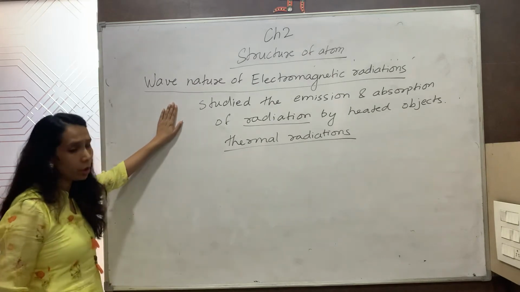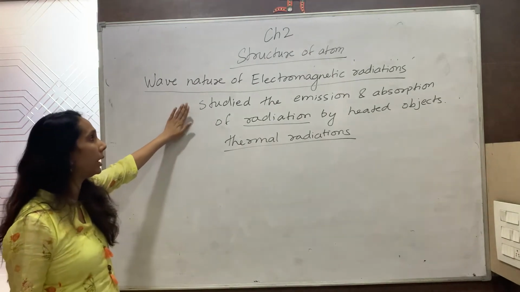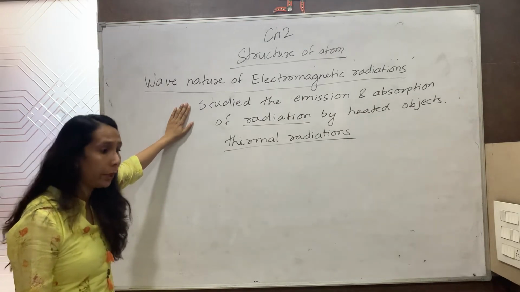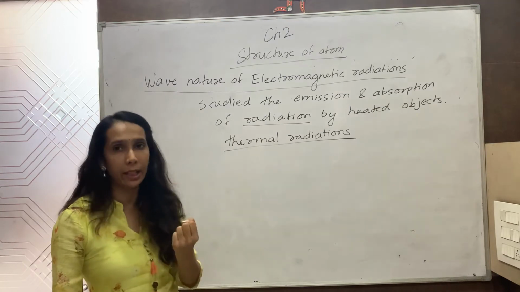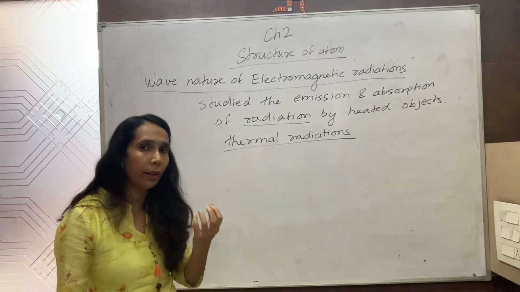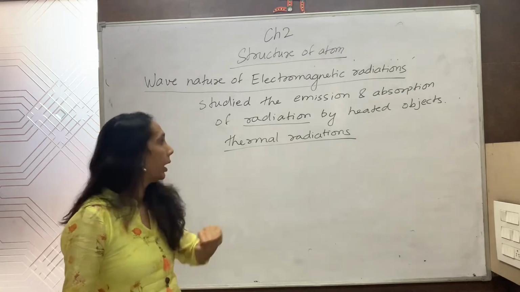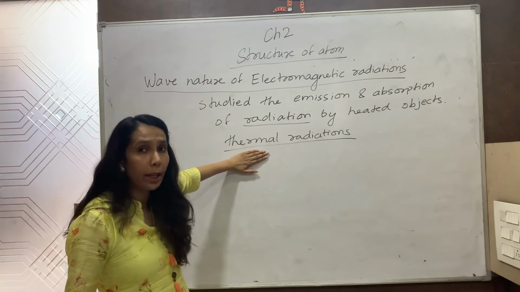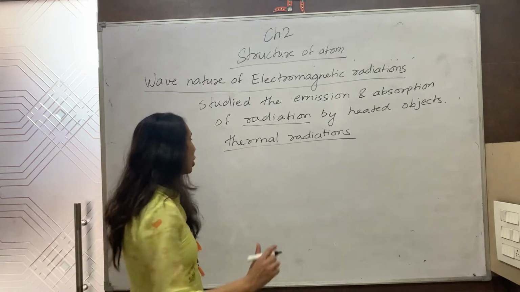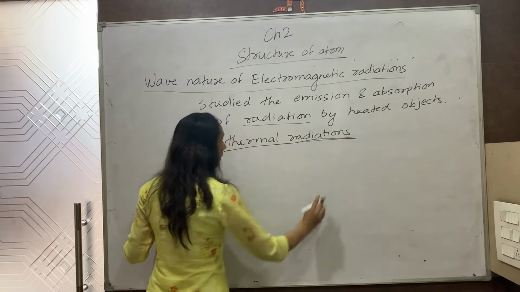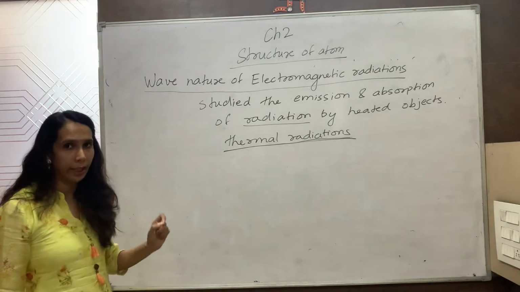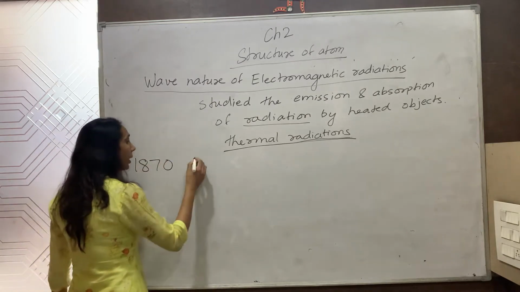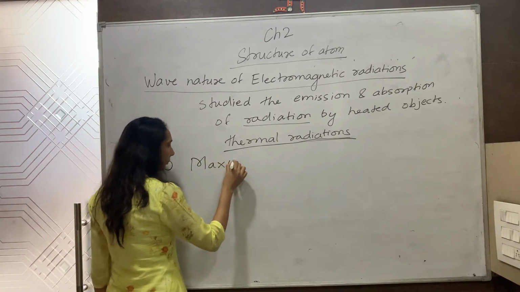Again, I am repeating, in the mid of the 19th century, many of the scientists studied the emission and absorption of radiation by heated objects. You know, when you heat anything, it absorbs the heat energy. And when it cools down, whatever energy it has absorbed, it will emit. So the energy which was absorbed or emitted was in the form of radiations which were called thermal radiations. The nature of these thermal radiations was studied in detail in 1870 by James Maxwell.